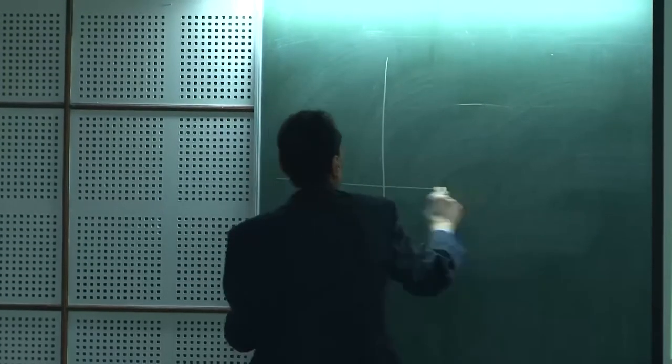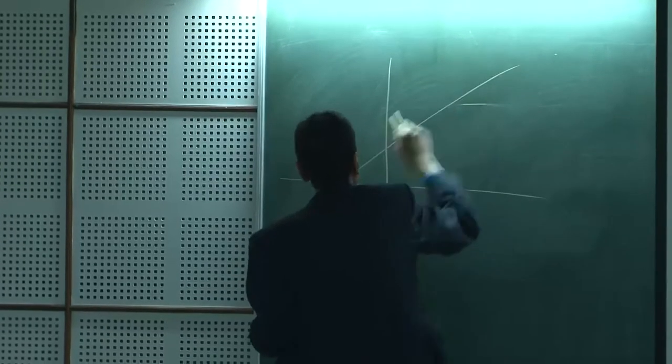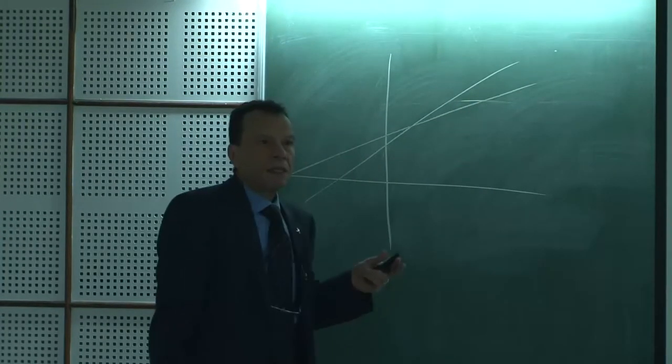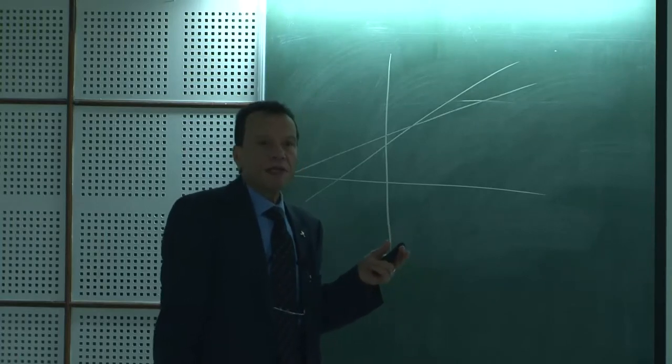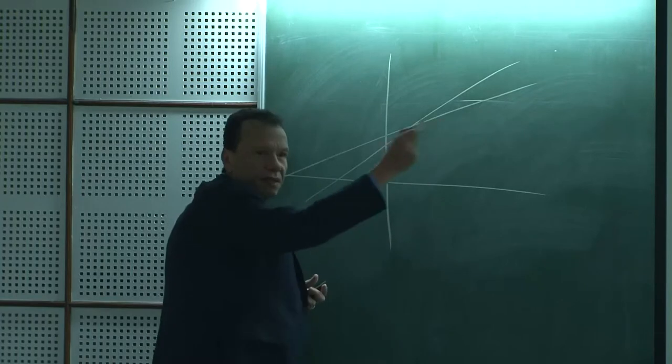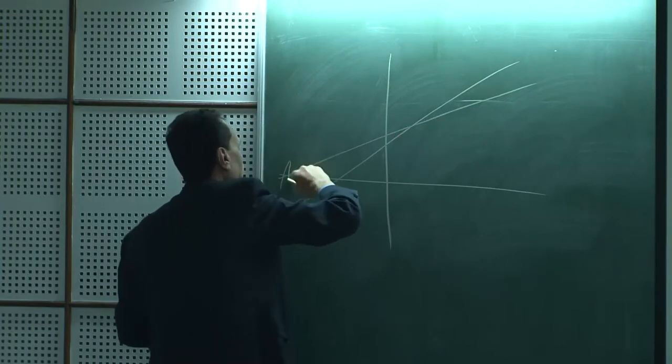Let us look at these two cases. This is linear, and this is linear. And now you have noise corruption. With noise corruption, if you measure, you don't have this linear relation, you have something like that.